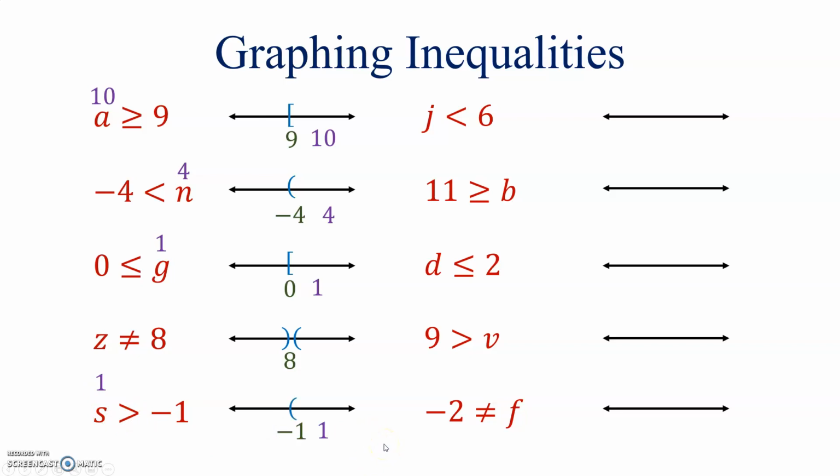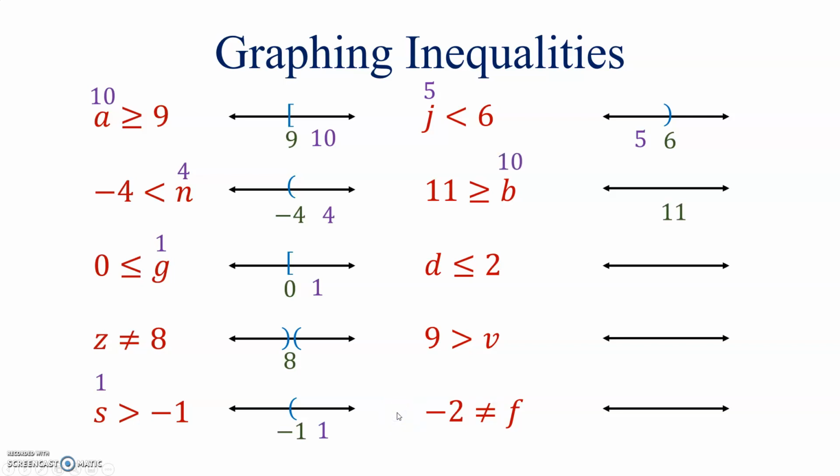Next, j is less than 6. There's our 6. Well, I know 5 is less than 6. 5 is located to the left of it, so my symbol will go toward the 5. And again, the symbol is the parentheses because there's no equal sign here. A couple more. There's the 11. 11 is greater than or equal to b.